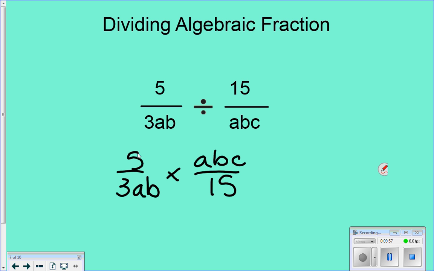Now what can I reduce in here? I can reduce what? Letters and numbers. And I can reduce 5 and 15. It's pretty nice. Should be 1, and this would be 3. And what else can I reduce in here? Yeah, A's, B's. Cool. Yep, so I'm going to have 1C over 3.